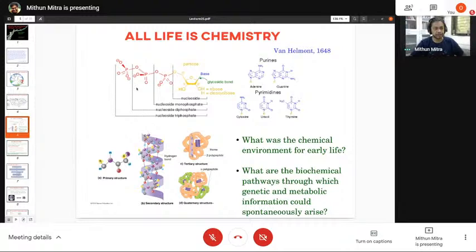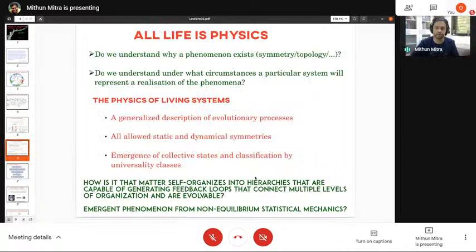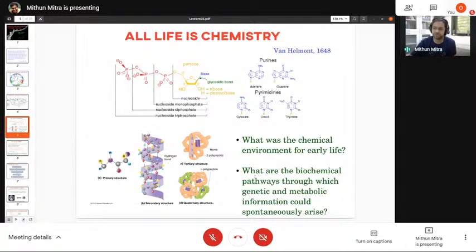And there are various interesting questions that people try to answer. For example, how did life originate? What was the chemical environment that was necessary for these very early nucleotides, DNA, RNA, to emerge spontaneously? So, in some sense, what are the biochemical pathways through which genetic and metabolic information could spontaneously arise? That's a chemistry point of view. These are chemistry questions, about what biochemical networks are necessary.